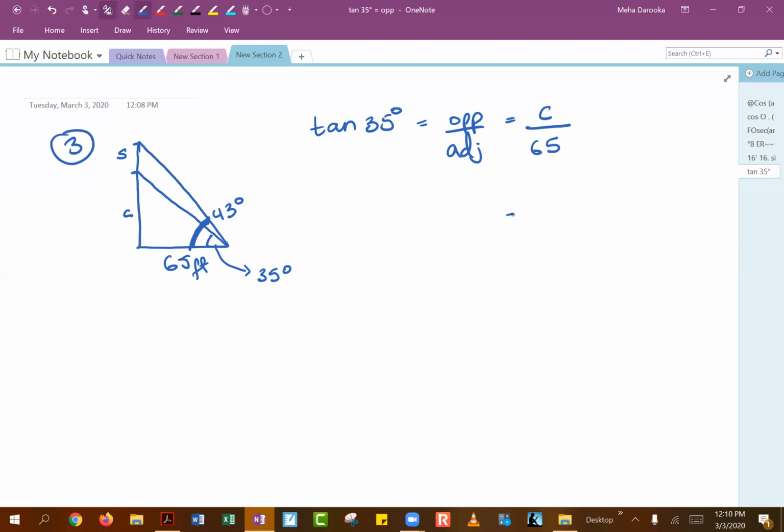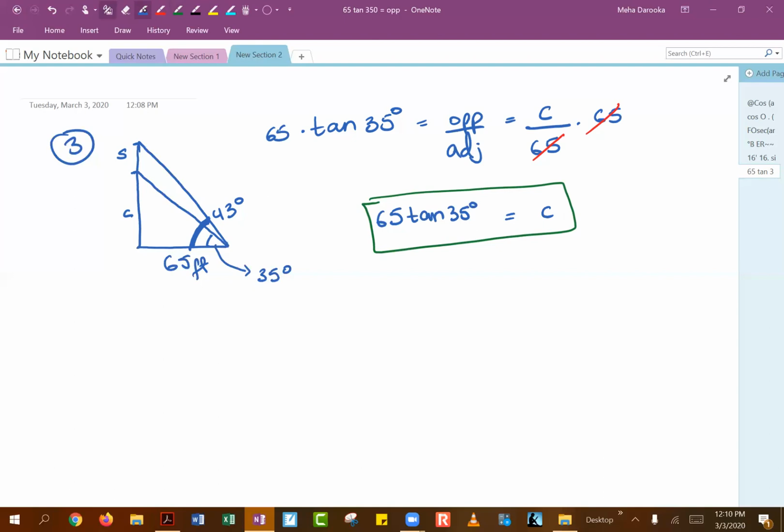So again, your value of C would come out to be 65 multiplied with tangent of 35 degrees, right? And leave it there because again, we don't know if we're going to be getting decimal answers or nice, clean, exact answers. So let C stay as it is for now.